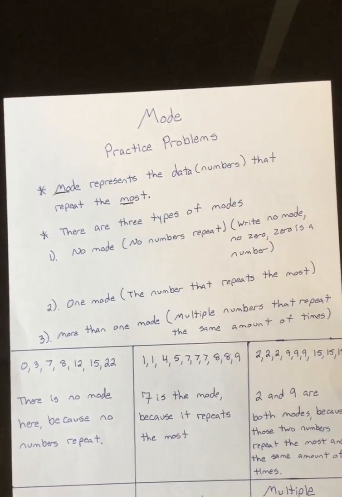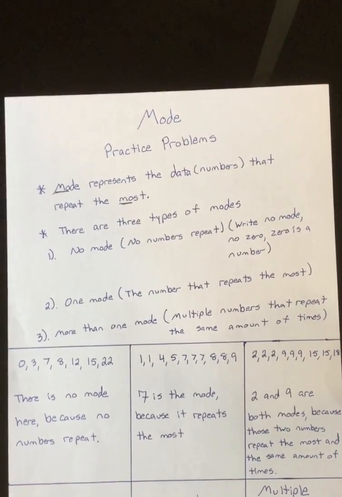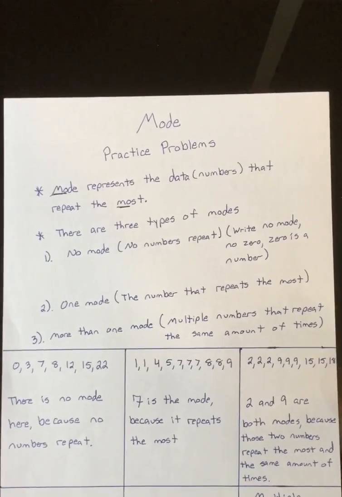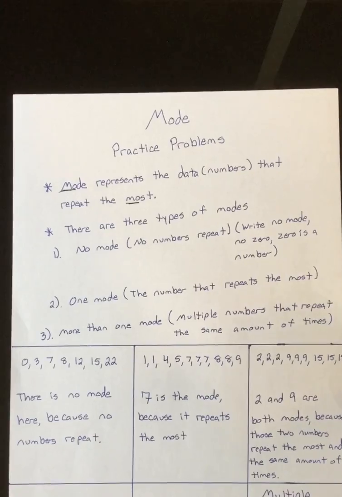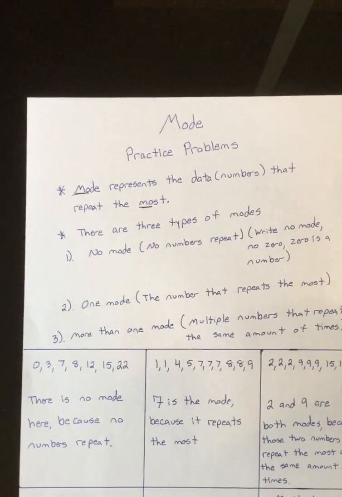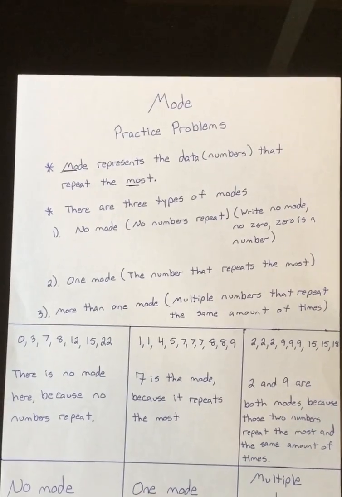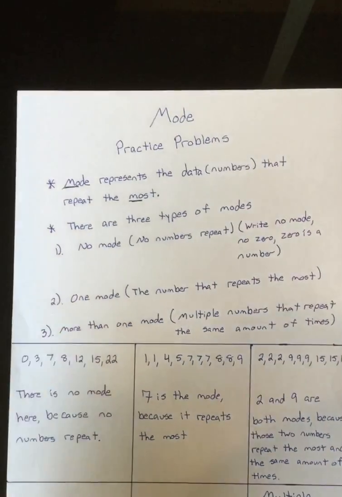The first one is no mode. That means no numbers repeat. If you have no mode, do not write the number 0. 0 is a number, so that is a mode. If your answer is no mode, you actually write no mode.